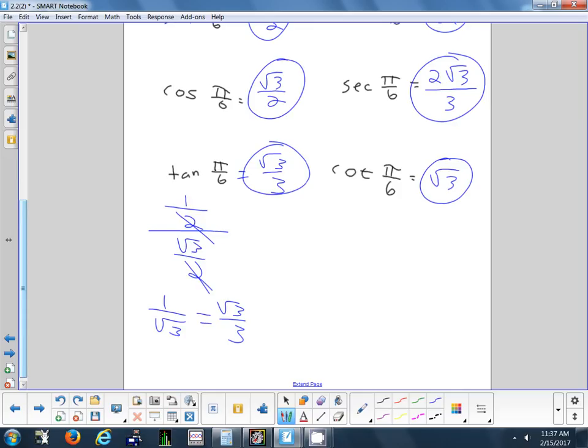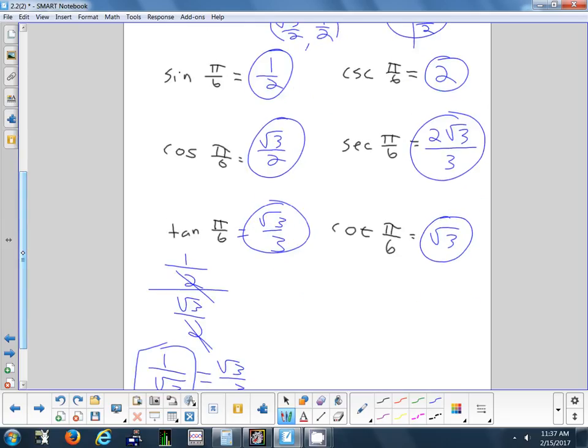So your choices are either take the final answer for tangent and flip it. But if you do that, the root's going to go back to the bottom and you have to fix it all over again. Or take what we had at this step and flip that. It's the same thing. That's why they're equal to each other. If you flip that, the root goes to the top and you're done. Any questions on that one? Okay, so there's your 6 trig functions for a 30.